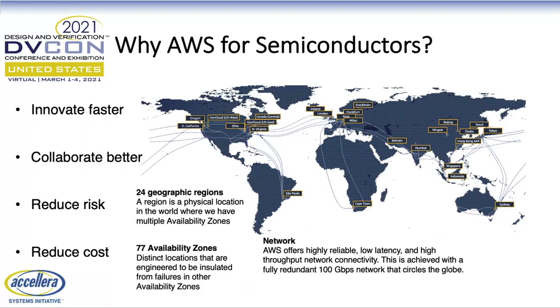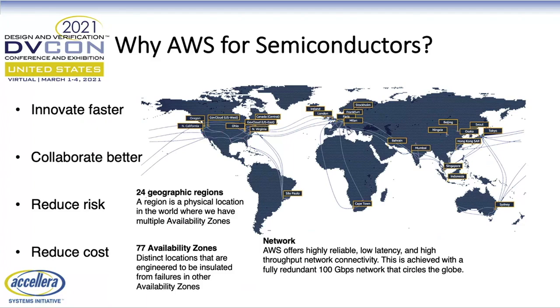So an important question that we want to answer here is why AWS for semiconductor in general, and specifically for our discussion today, EDA workloads. So number one, it helps you to innovate faster.